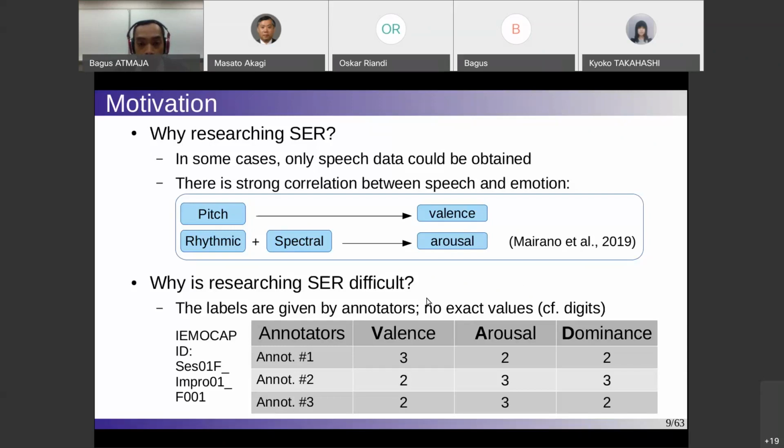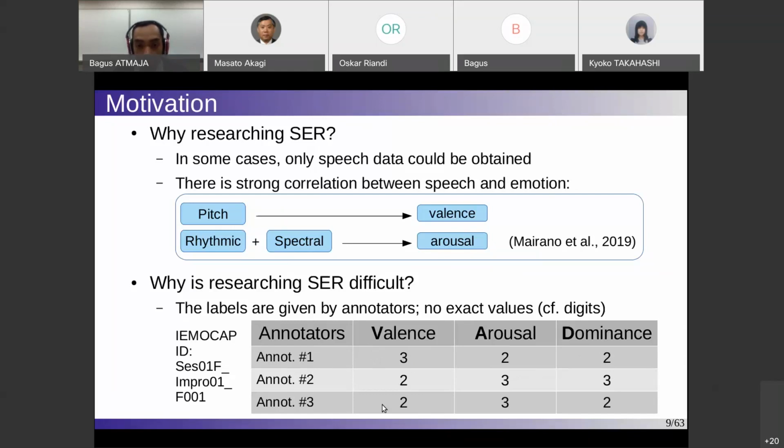For example, in this table, I show you one excerpt of the IEMOCAP data set. In this data, 3 annotators are requested to annotate the data. I mean the label of speech, which is categorical emotion and dimensional emotion. In this dimensional emotion, the first annotator rated the valence score as 3, the score of arousal 2, and the score of dominance 2, while the second and the third annotators give different scores.